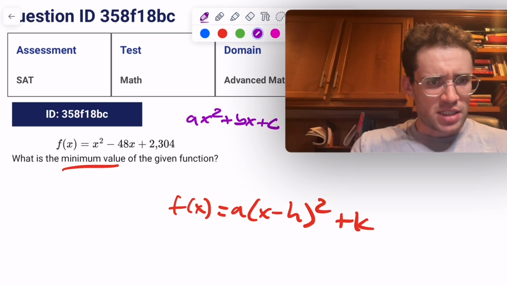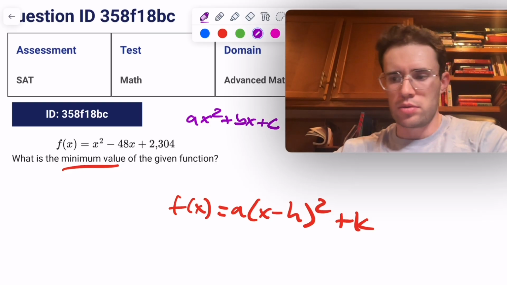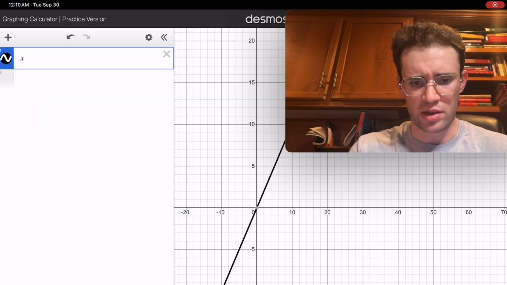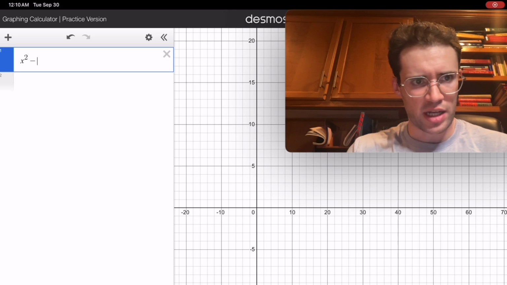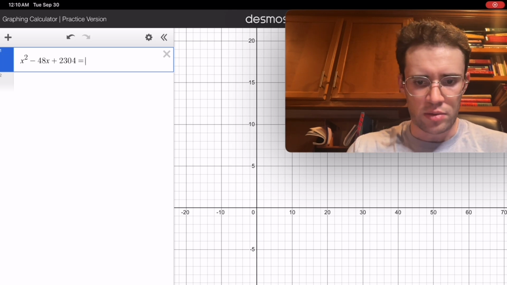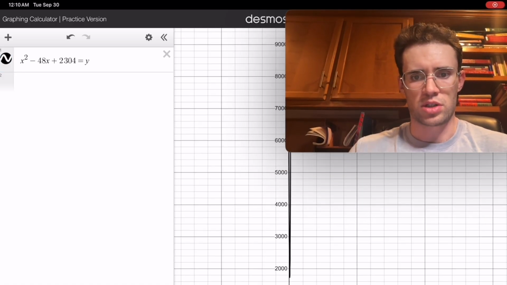But anyway, let's type this in. f of x equals x squared minus 48x plus 2304. So we'll go to Desmos, type that in. I don't even think you need to write the y equals, but I'll probably write it. So x squared minus 48x plus 2304, that's equal to y. I have to zoom out to see it. Oh, it's all the way up here.